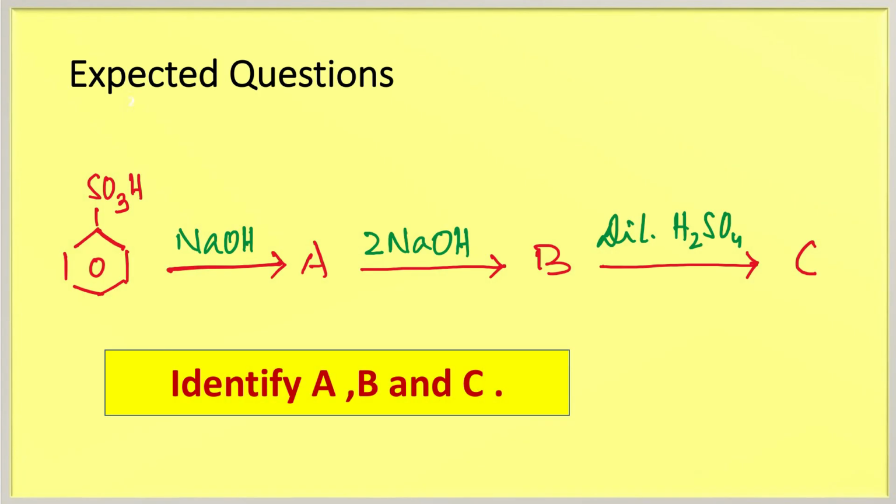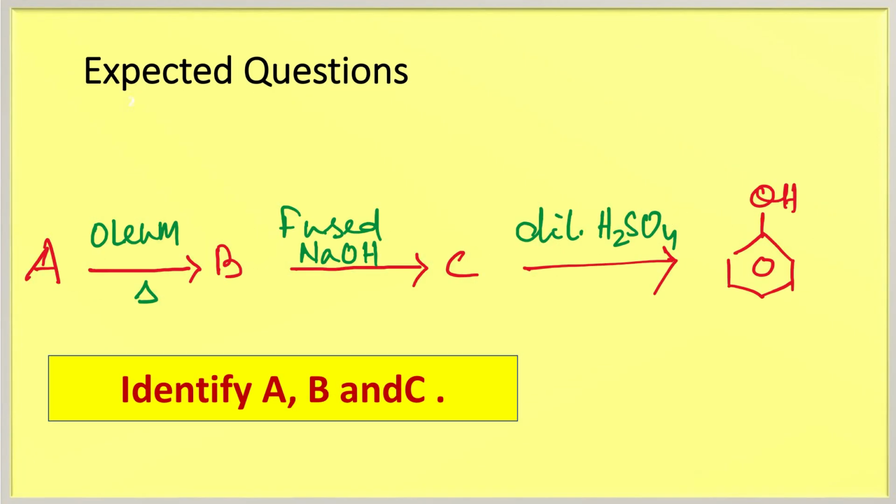Next method of asking questions. Same reaction, again asked in a different way. Here the question asks you to identify A, B and C. You know the benzene sulfonic acid with NaOH gives A, sodium benzene sulfonate, and you have to write the structure. Then when fused with NaOH, it gives B. What is B? That is sodium phenoxide. With dilute sulfuric acid, it gives phenol. Third method of asking questions.